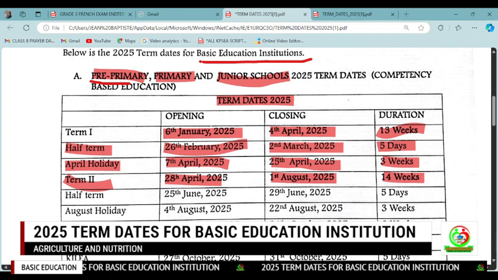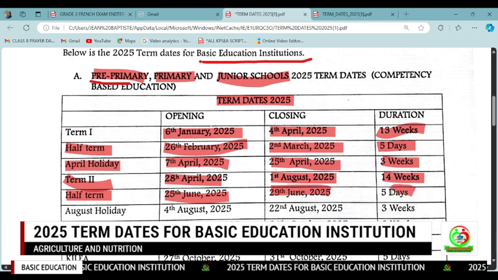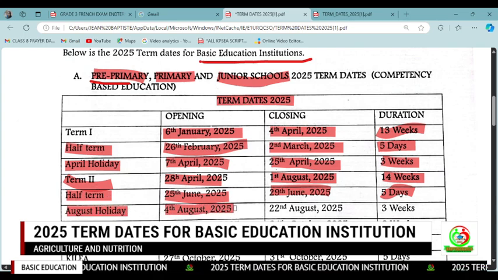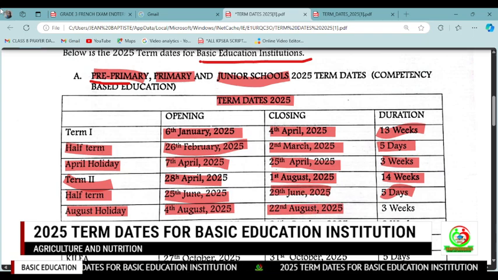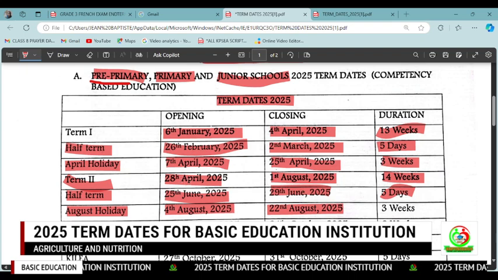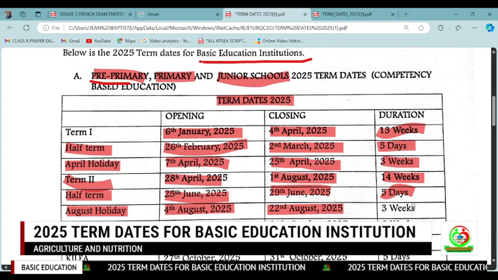Then we also have a half term. Half term will start from 25th June to 29th June 2025. That's another 5 days for learners to rest. The August holiday will start from 4th August to 22nd August 2025. That's another good 3 weeks for the learners to rest.